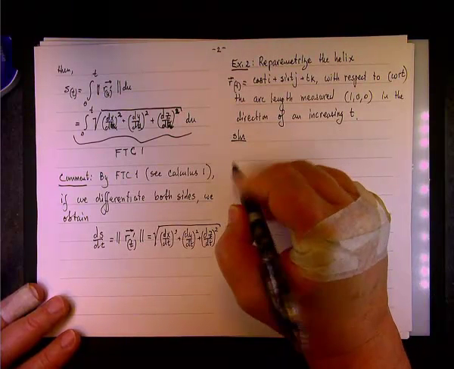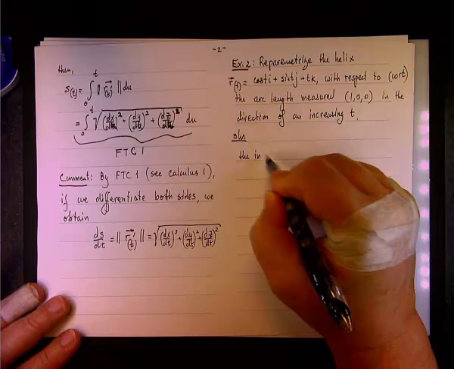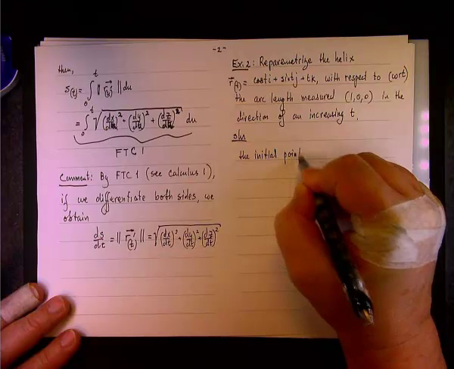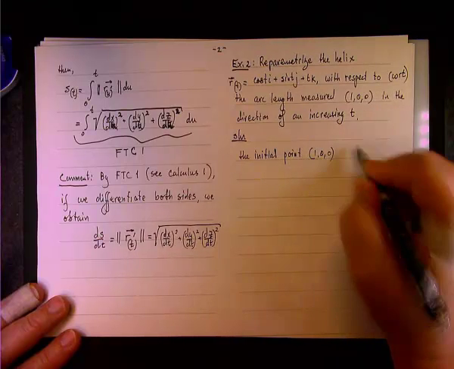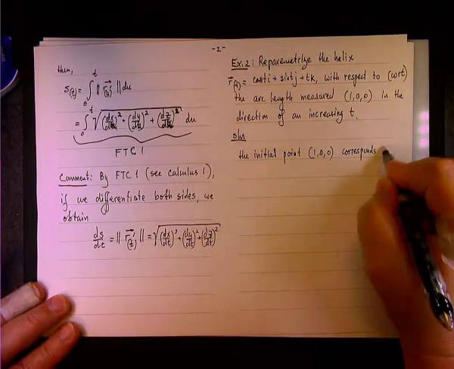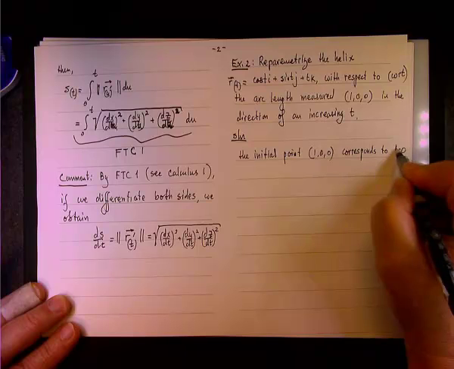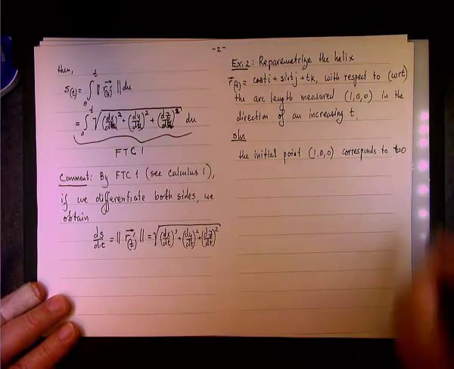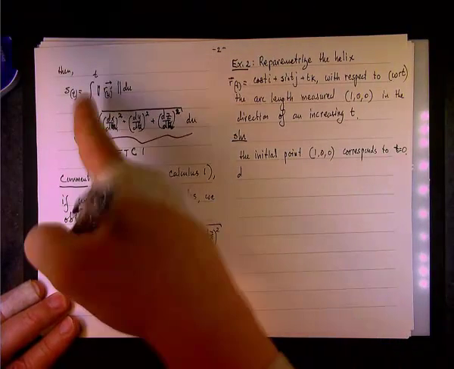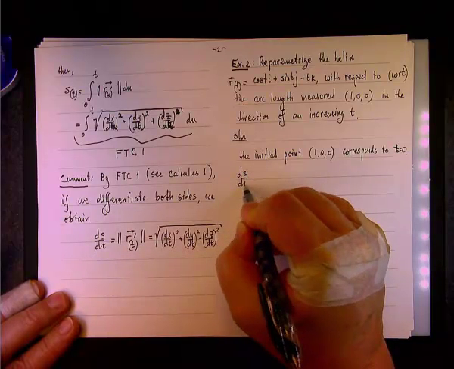So let's see if we can make sense out of this weird-looking example, because it's a little bit weird. Okay, first of all, we're going to say that the initial point (1, 0, 0) corresponds to what value of t? Correspond to what equals 0? There you go. Say a complete statement. So we're looking at t equals 0.